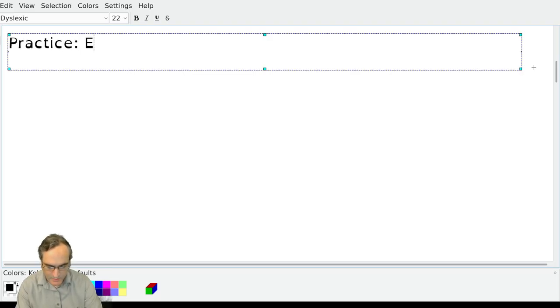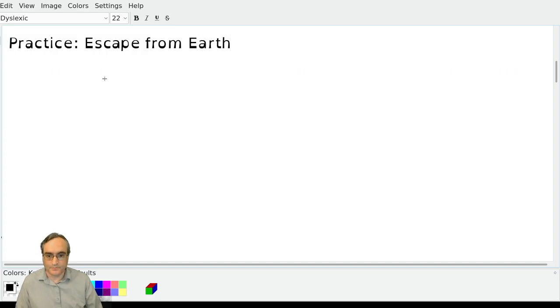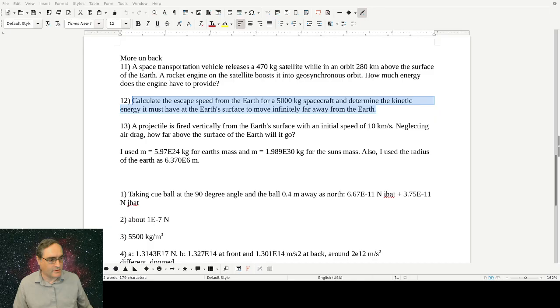We're going to do a practice problem: escape velocity from the surface of the Earth. We're going to have a few givens here. So here is the problem. Calculate the escape speed from the Earth for a spacecraft with a mass of 5,000 kilograms.